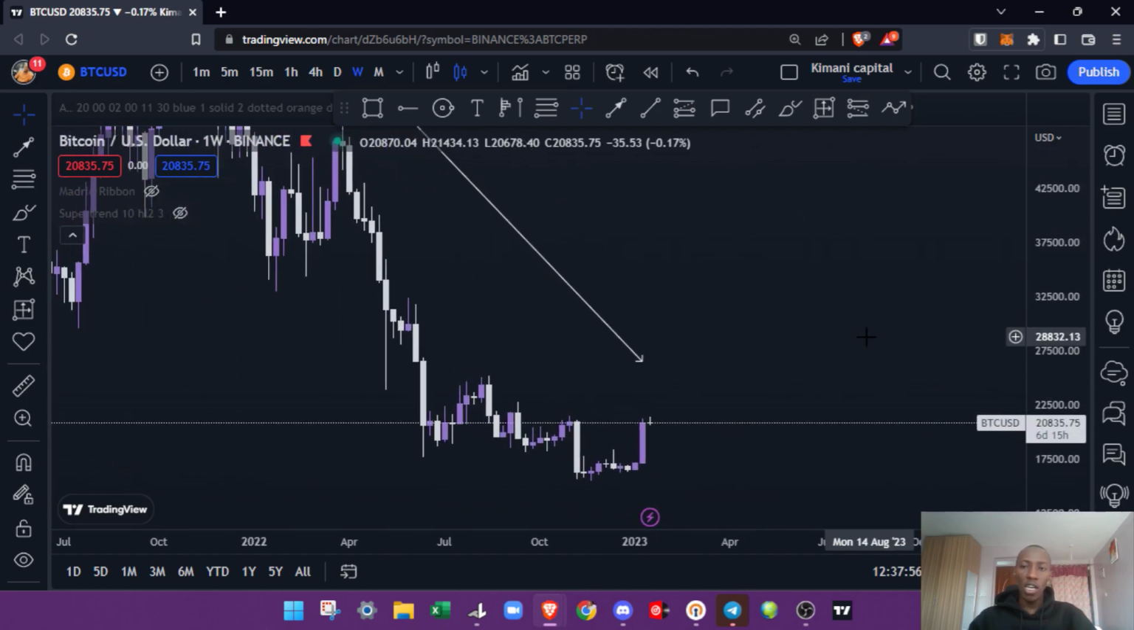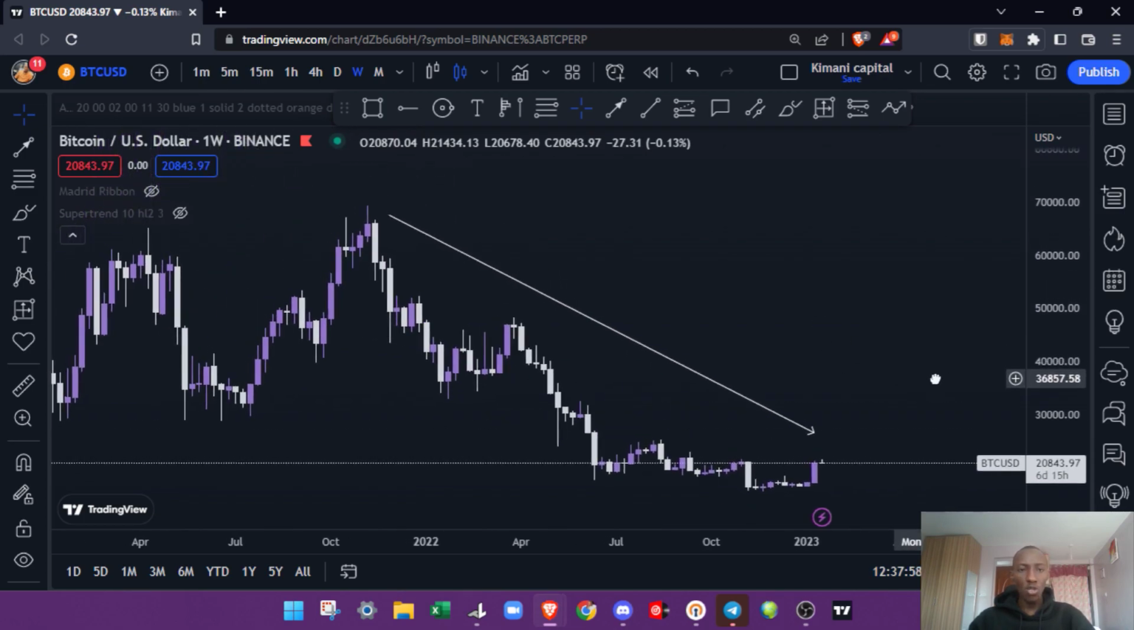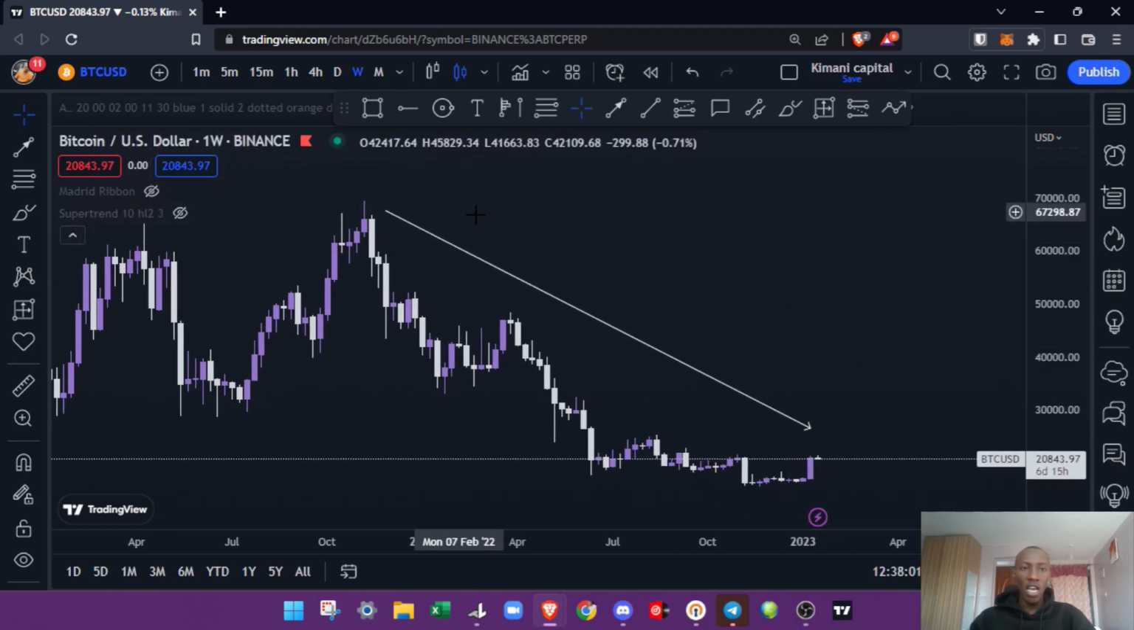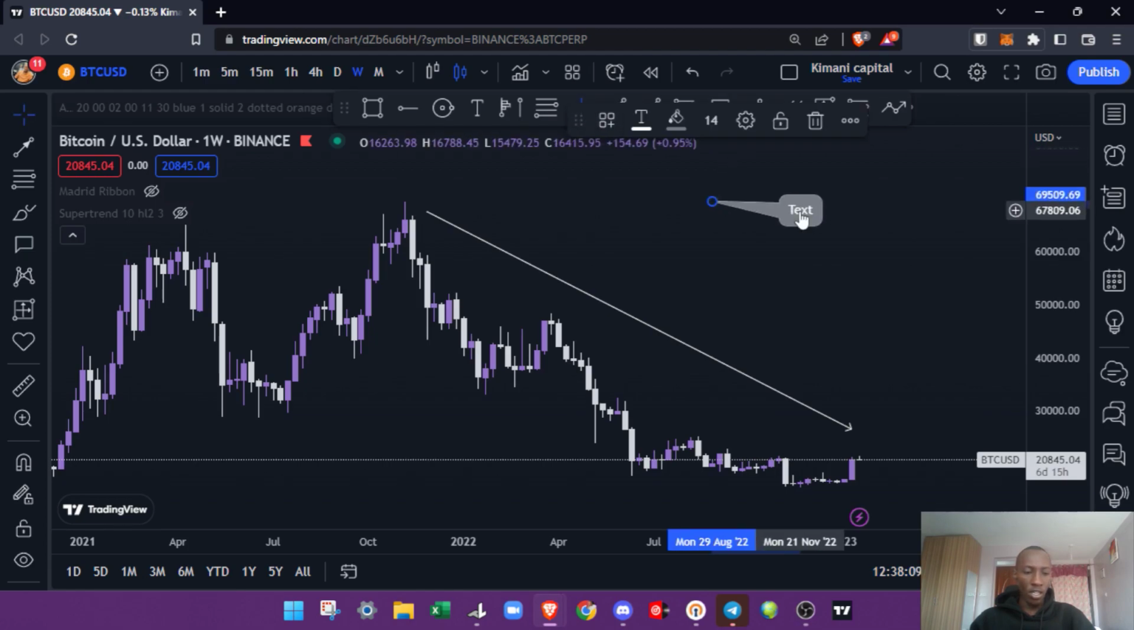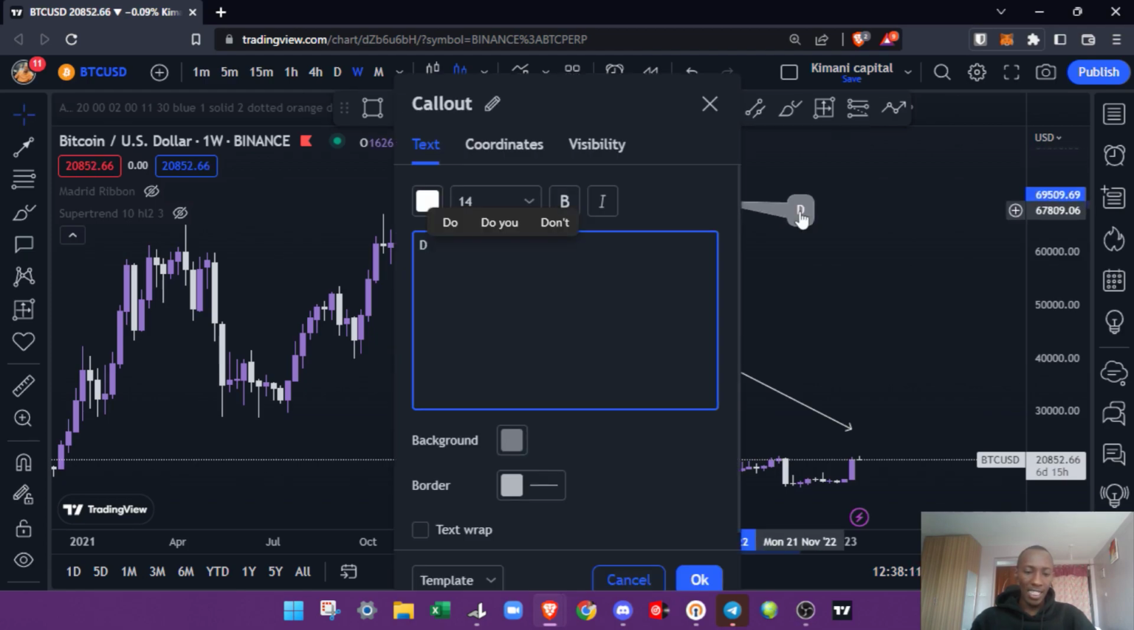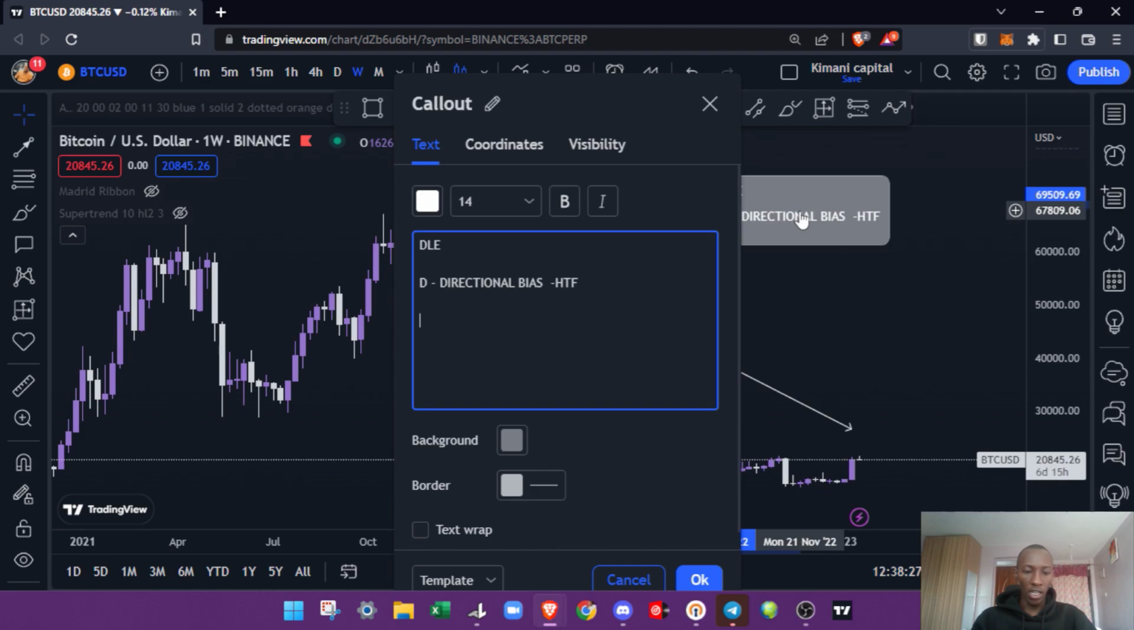So we start our analysis on the weekly time frame. That's when we start to analyze the market, and we identify the direction of bias. Remember, my strategy is DLE. Let me write it here. D stands for directional bias, which is the higher time frame, the weekly. Then the next letter is for the lower time frame.